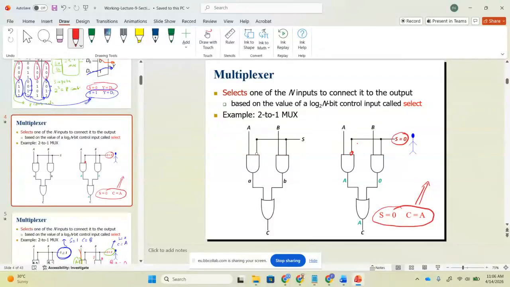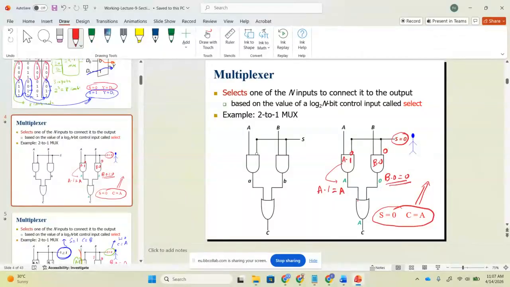So S is equal to 0, so S bar will be 1. And then we have A dot 1. And what is A dot 1? A. When S is equal to 0, the first input is 0, so the output of this is actually B dot 0. And what is B dot 0? So B dot 0 is equal to 0.